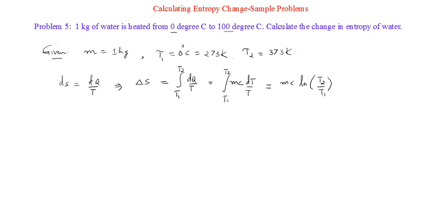Now can you see that every data is available with us? Of course, m is given, c is given, T2 and T1 are given. So substitute in proper units. This is the equation that will be handy for us in such problems. So, delta S, let's substitute it.